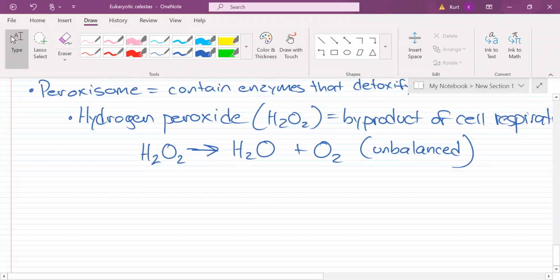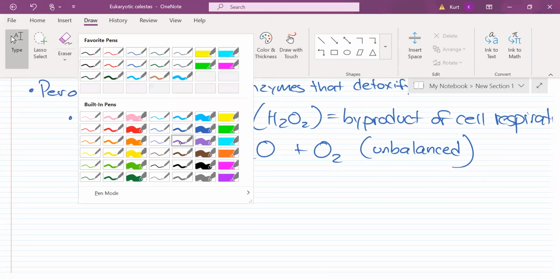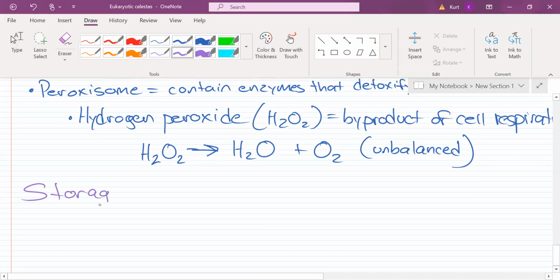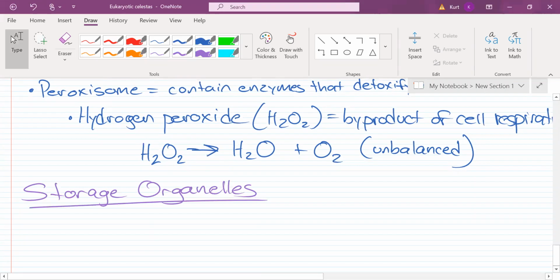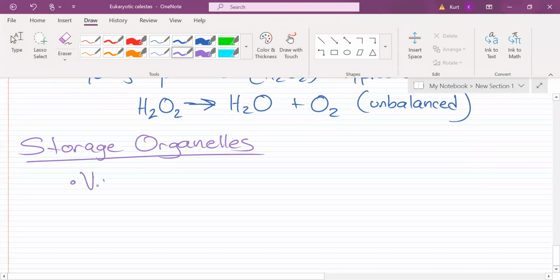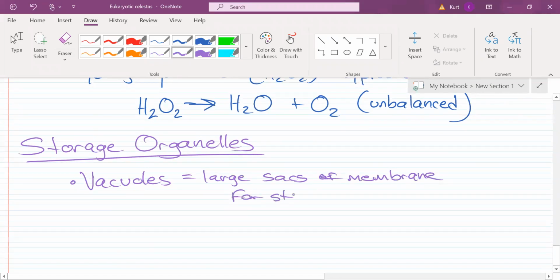Okay? And we're up to the last part, folks. Storage organelles. The first one are called vacuoles. You don't see these all too often in an animal cell. They're more plentiful in a plant cell. These are large sacs of membrane for storing food and water. This is going to be long-term storage.